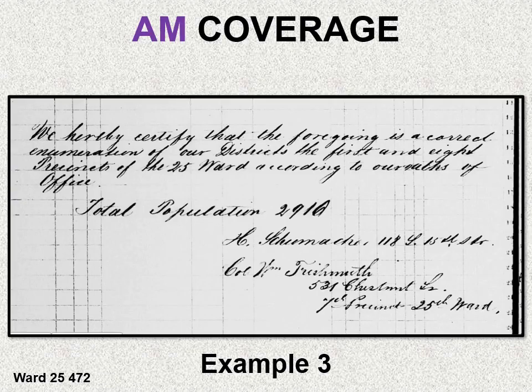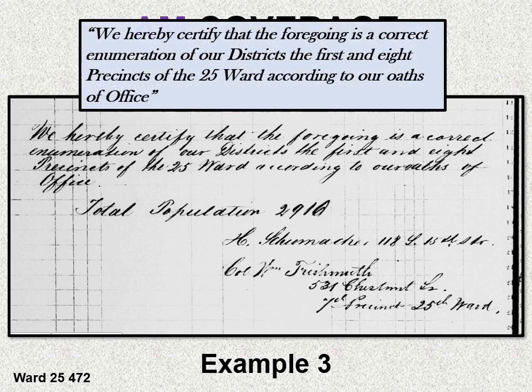Between the two, there's a joint certification oath between the two sequences, and it says that we hereby certify that the foregoing is a correct enumeration of our districts, the 1st and 8th precincts of the 25th Ward, and they both sign it. Well, that's crazy. Who did the 1st? Who did the 8th? How do they divide it? So I combined their work into a single census district. I thought that would be logical. And there is the translation of that, or transcription of that, on the top.